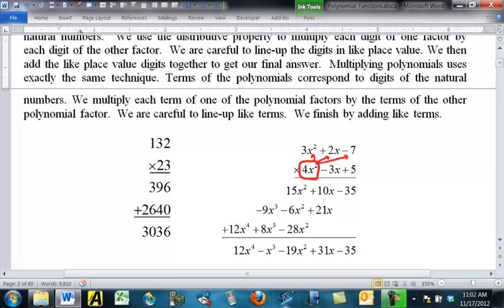I'm adding all this together, lining up like terms and adding. Negative 35, this is 21x plus 10x is 31x. Let's see, you put all that together, that's negative 19x squared. Yep. And this is negative 1x cubed and 12x to the fourth.